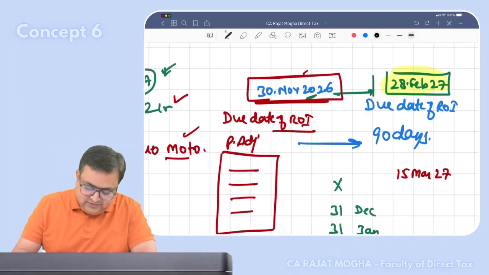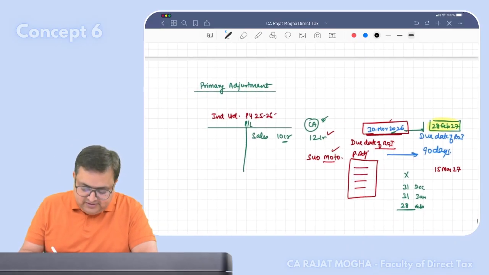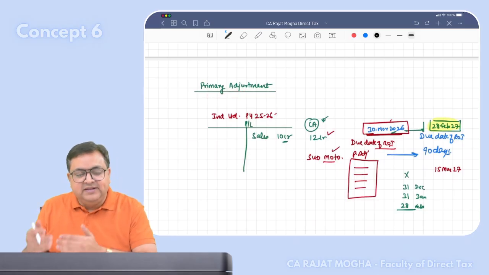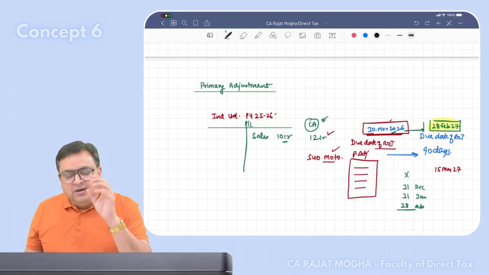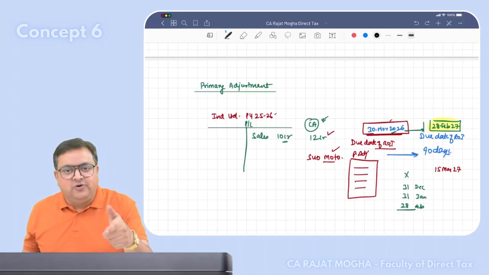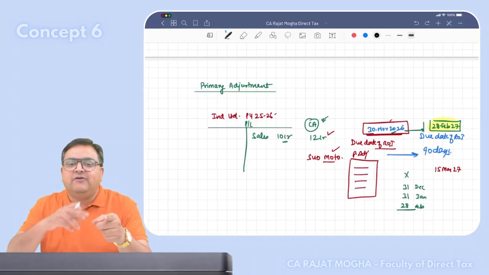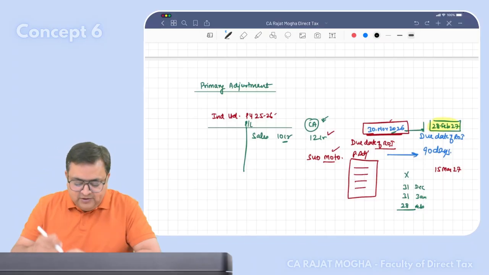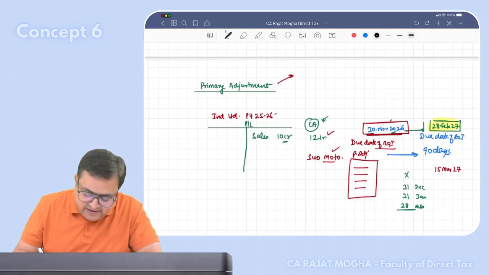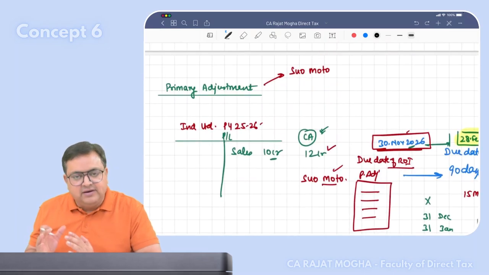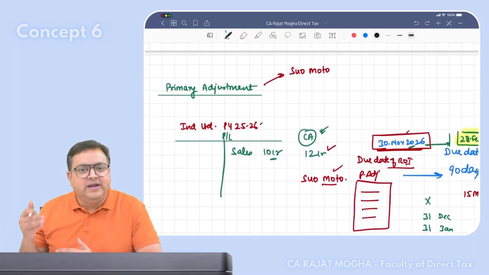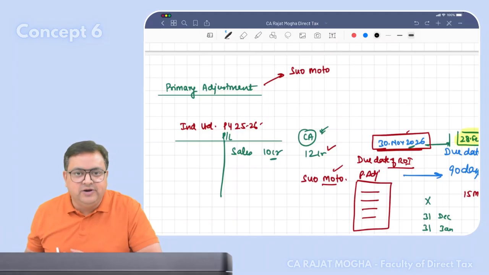Right. Now, the second situation could be where the primary adjustment is not made by the assessee himself. Okay. Sometimes the assessee has not made it. Who made it? The assessing officer. So when the assessing officer passes his order, from that date, you have to count the 90 days. Correct now? So the primary adjustment can be made suo motu also. There are various cases, right? So typically there are 5 cases. So if it has been made suo motu, then you have to bring this money within 90 days from the due date of ROI.